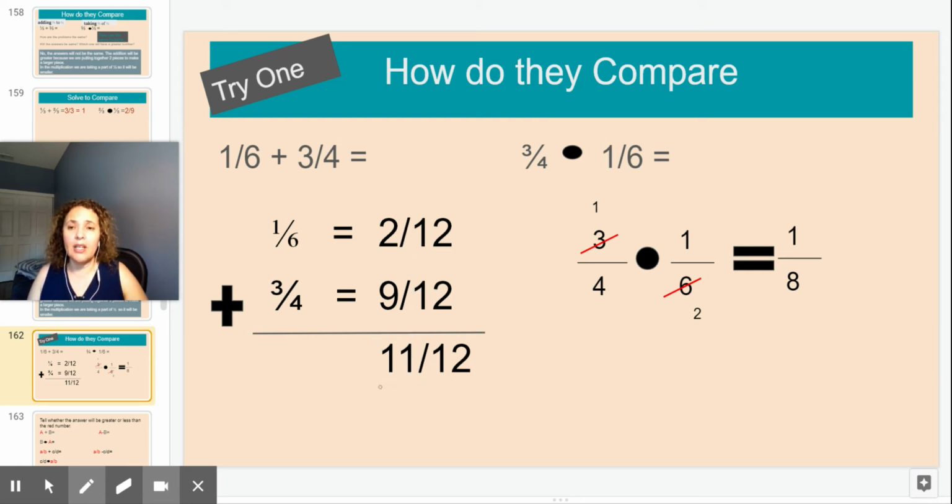All right. If you forgot how to add fractions, I suggest you go back to the videos from Unit 1 to review how to add fractions and find a common denominator, okay?